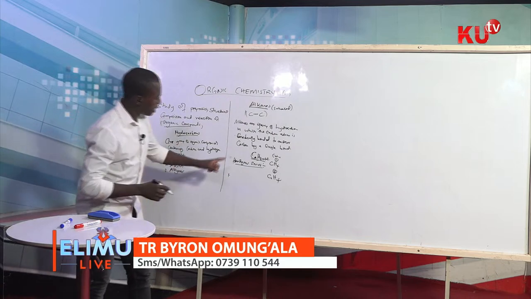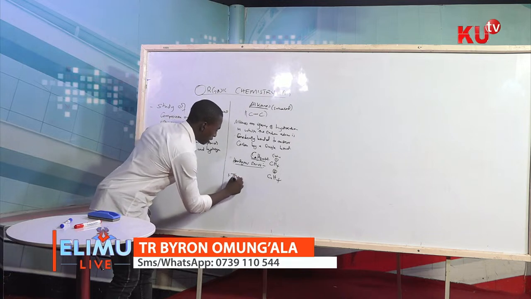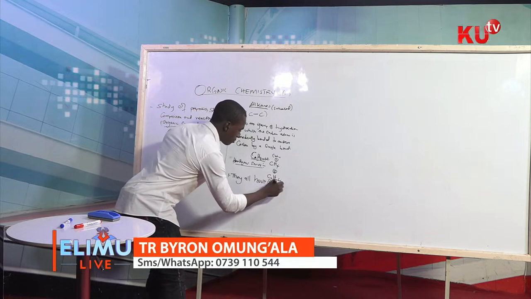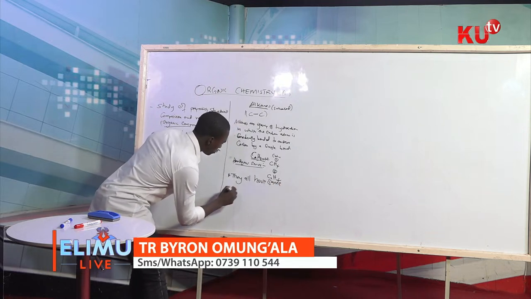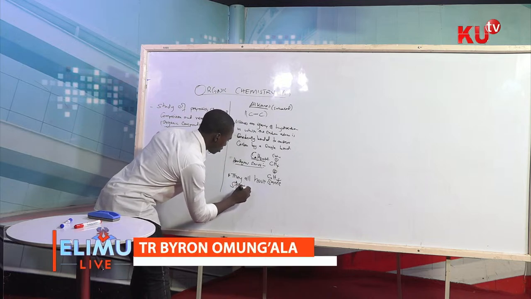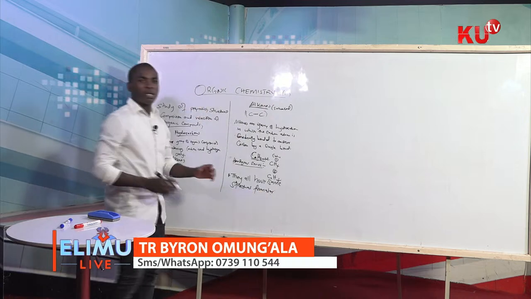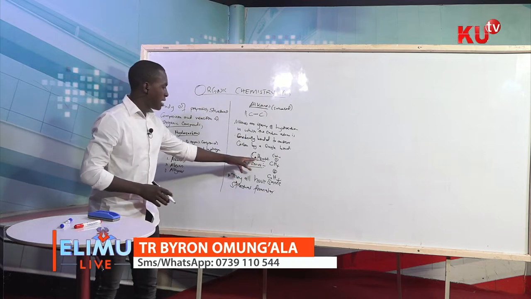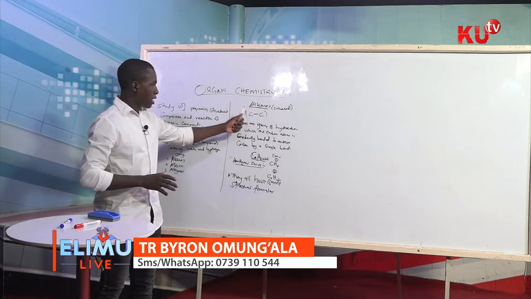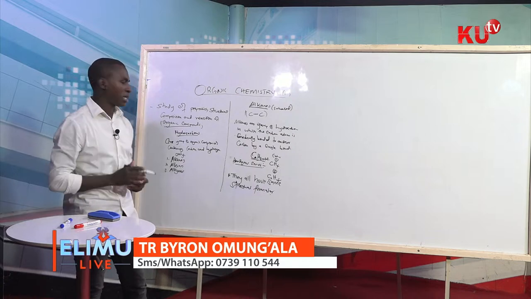So property number one of homologous series is that they all have the same structural formula. They can be represented by the same structural formula, which is CnH2n+2, and those are specifically the hydrocarbons in the group of alkanes, in that homologous series of alkanes.